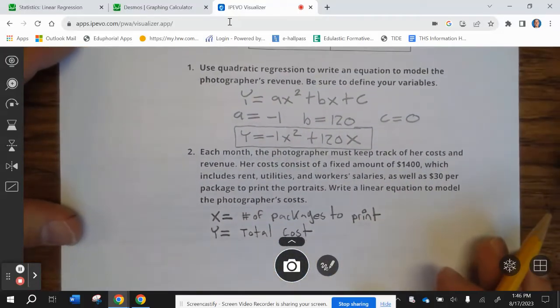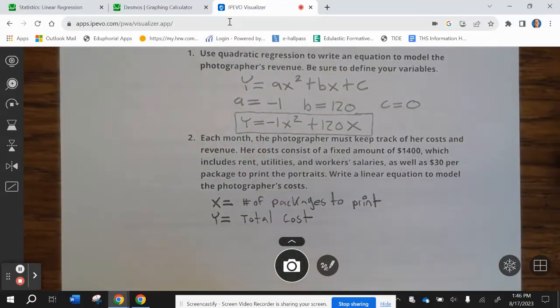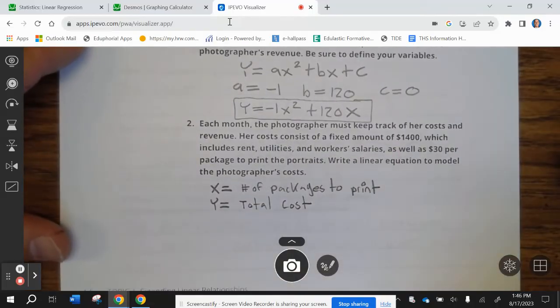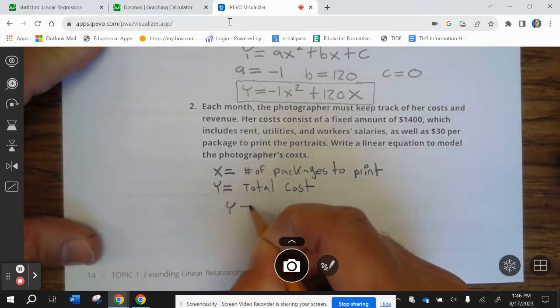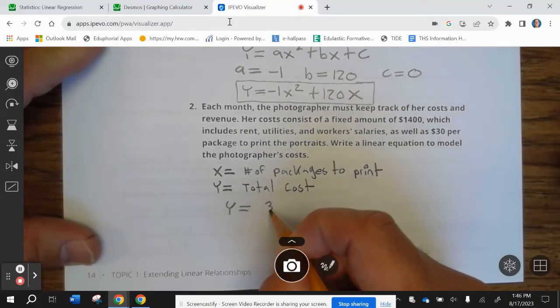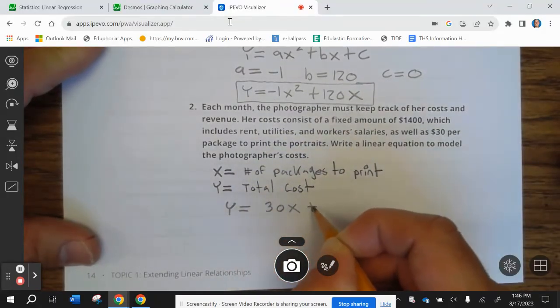Okay. Now, it says each month the photographer must keep track of her cost and revenue. Her cost consists of a fixed amount of $1,400, which includes rent, utilities, and worker salaries, as well as $30 per package to print the portraits. Write an equation to model the photographer's cost. So x is the number of packages to print, and y is the total cost. So y equals $30 per package plus 1,400.